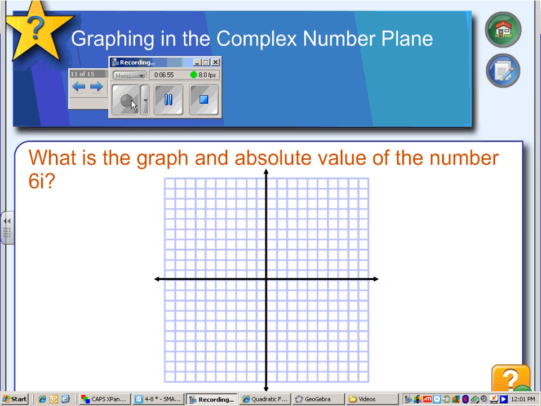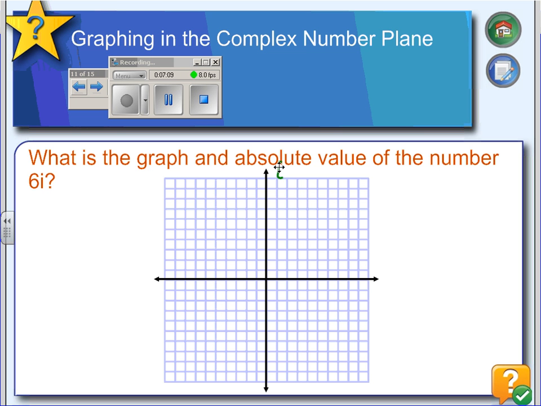Here's one for you to try. Plot the point on the complex plane and then find the absolute value of that number. Actually, I'll do this one because we have 3 more on the next page. So the number 6i is going to go on the imaginary axis up 6. So we're going to be right about here. Since this is straight up from the origin, we know that the absolute value of 6i is just 6. So absolute value of 6i equals 6.